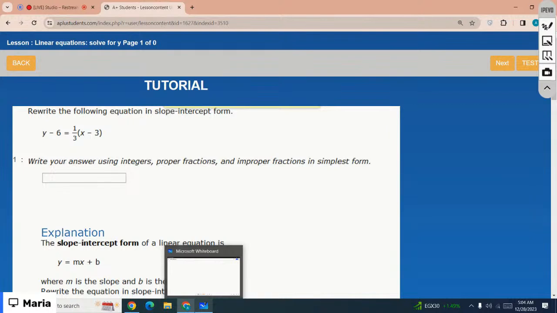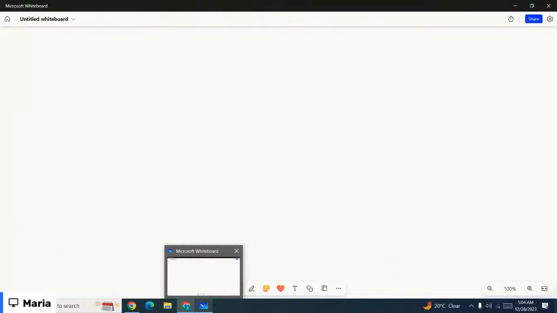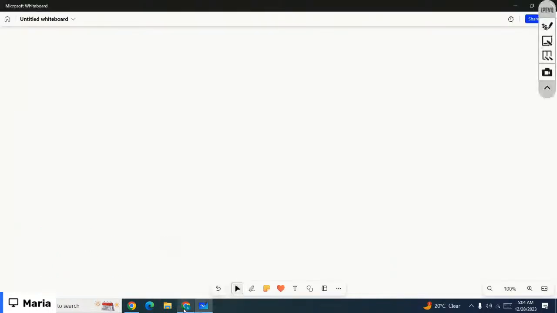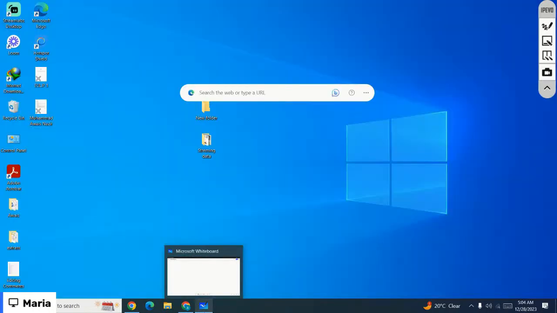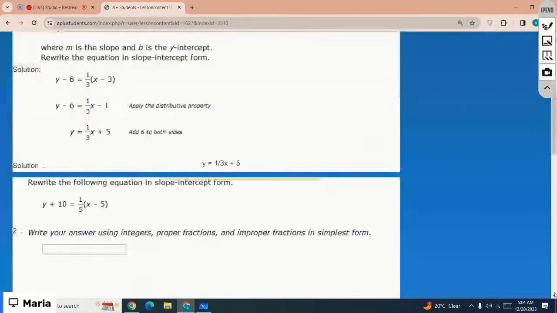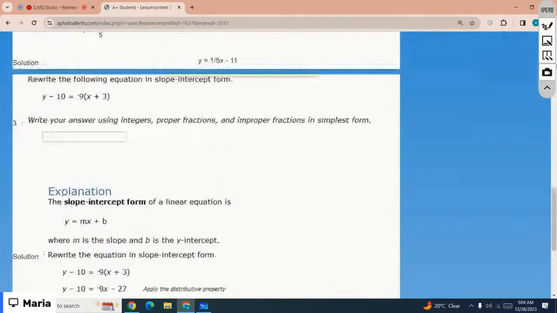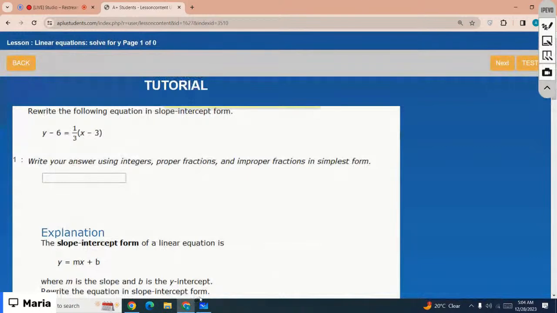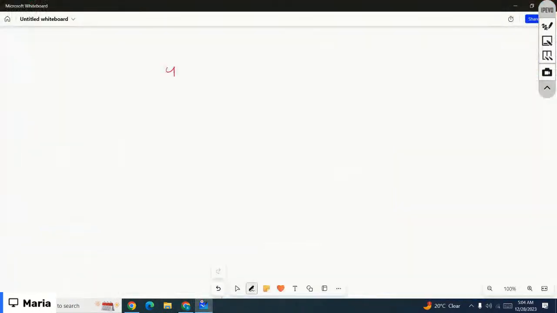Let's start with an example: y minus 6 equals 1 over 3 times x minus 3. Basically you have to solve this equation for y. You have to rewrite this equation in the form y equals mx plus b, right? So let's rewrite this equation in that form.